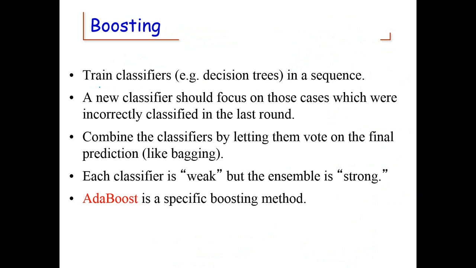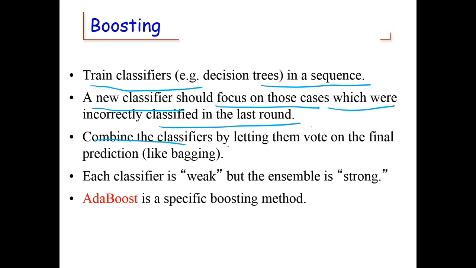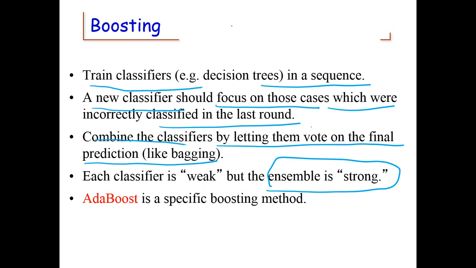Boosting is somewhat different from bagging. You train classifiers in a sequence. A new classifier should focus on those cases which were incorrectly classified in the last round. So this is a major difference. A new classifier should focus only on those cases which were incorrectly classified in the last round. And then you combine classifiers by letting them vote on the final prediction. So the final second step is somewhat similar, but the first step is different from what is there in bagging. Each classifier is weak, but the ensemble is strong. That means each of the smaller classifiers may not be very strong, but when you combine them, you get a stronger classifier.